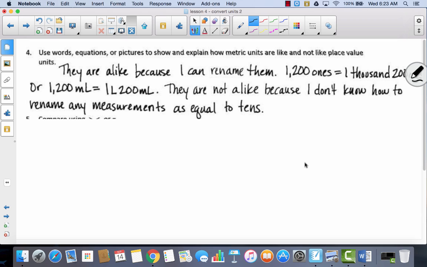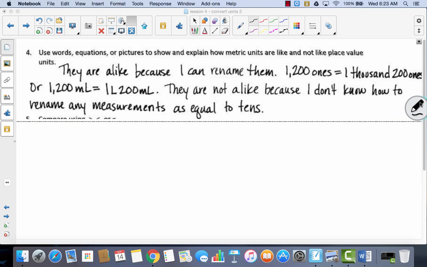1,200 ones, or 1,200 milliliters, is equal to 1 liter 200 milliliters. They are not alike because I don't know how to rename any measurements as equal to tens. So this is just an idea of something that you could write. If you wrote something different, please don't erase what you wrote. I'm just giving you an idea of some ways that I thought of how they are alike and how they are unalike.